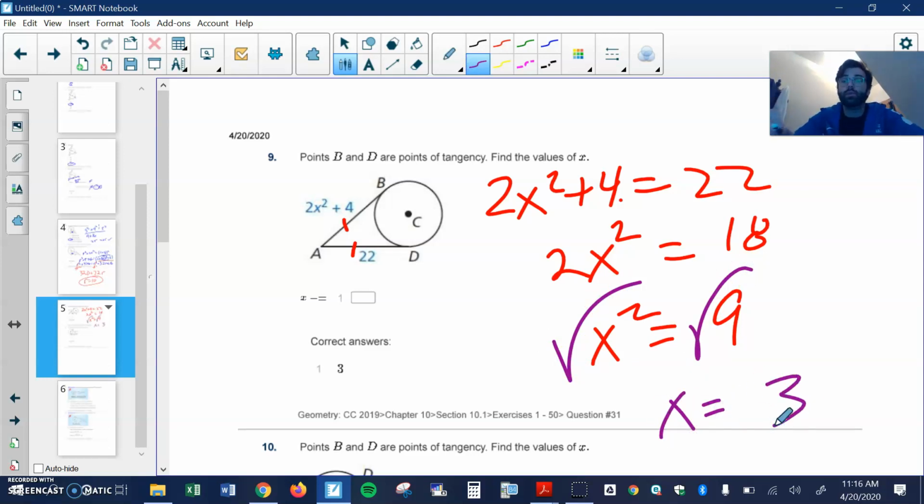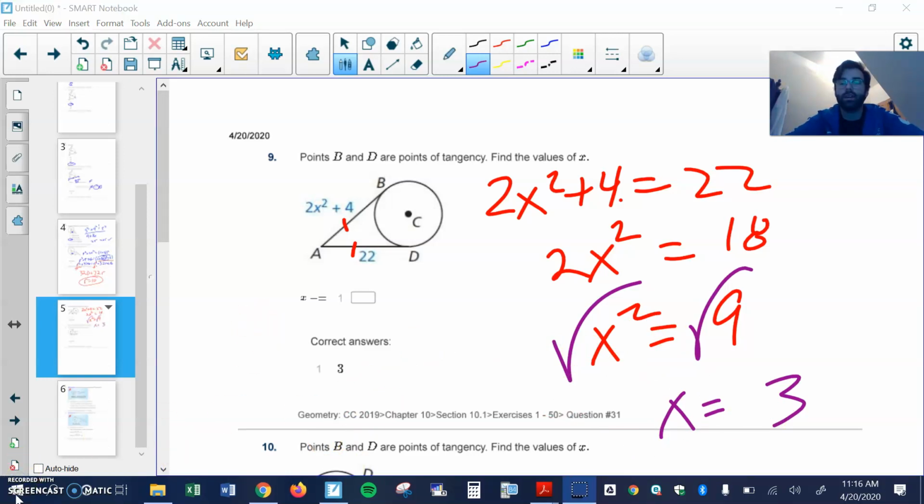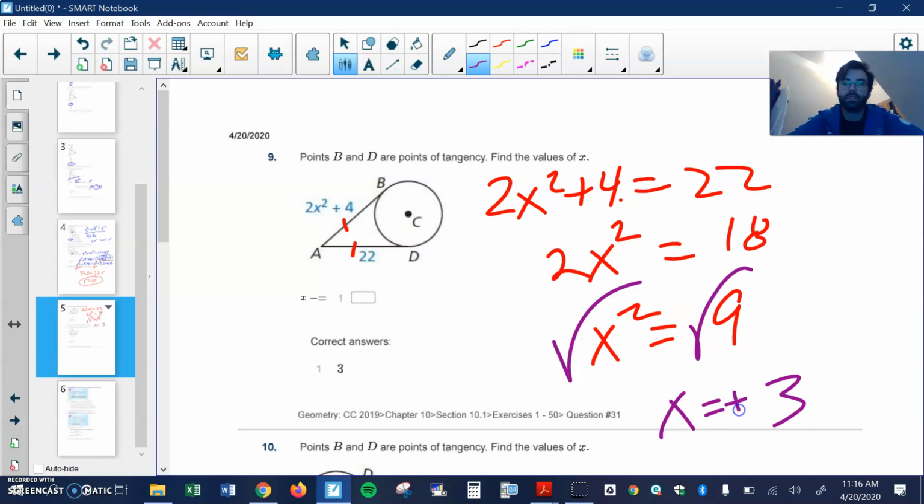Now, usually here we would write plus or minus, right? But since we're talking about a segment length, if I write -3, -3 squared is 9, negative. You know what? I started making an argument with myself. I think it should be plus or minus. The book just has positive, but I think it should be plus or minus 3. This is where I'm going to disagree with the book.